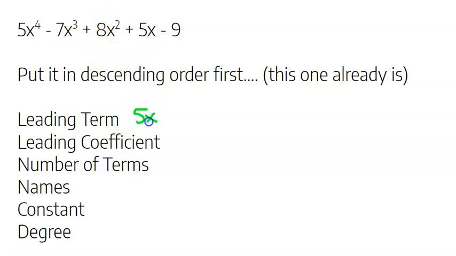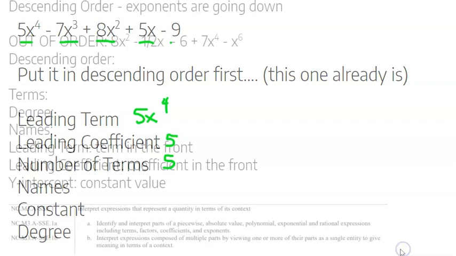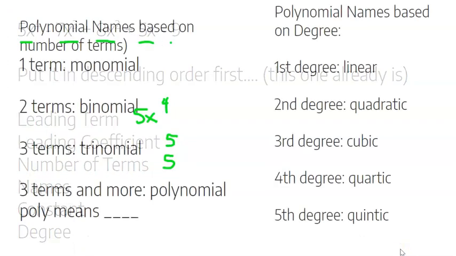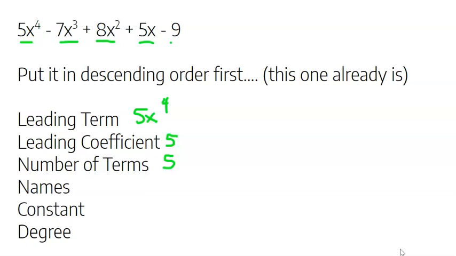The leading term is 5x to the fourth. The coefficient on that leading term is 5. There's 5 terms up there, 1, 2, 3, 4, 5. Apologies for all the 5 answers. You can call this a polynomial, or you would call it quartic because it's fourth power. As you saw here, fourth degree, fourth power, quartic. The constant is -9. And remember, as far as right now, the highest exponent is the way we define degree. It's fourth degree.